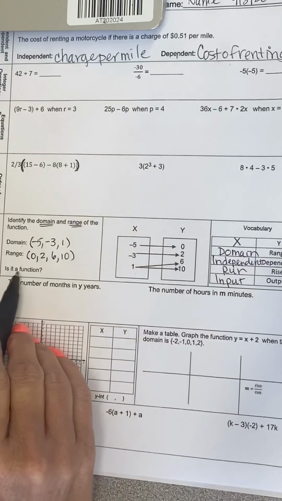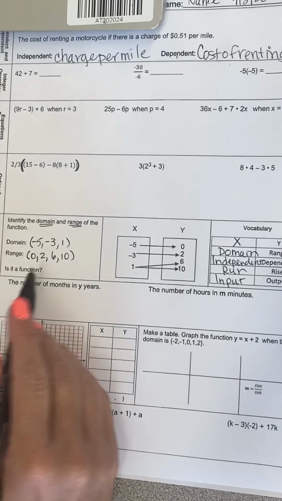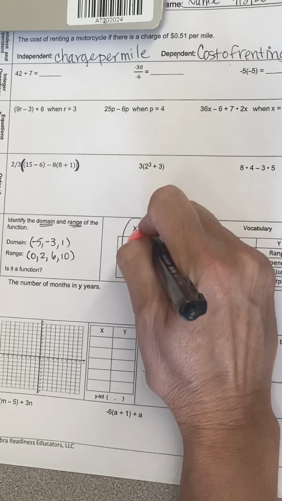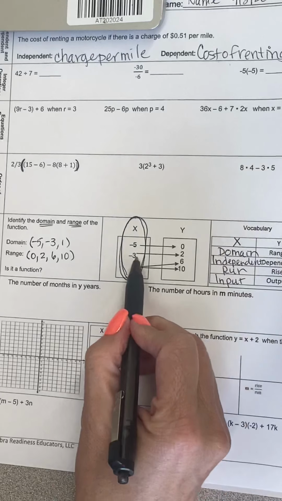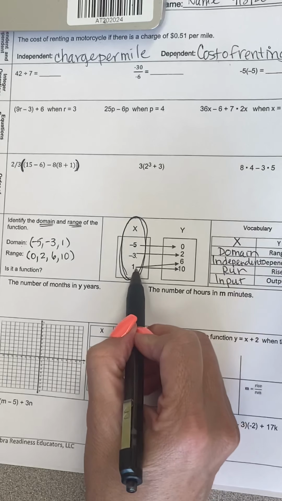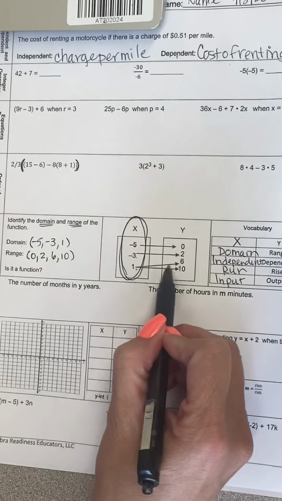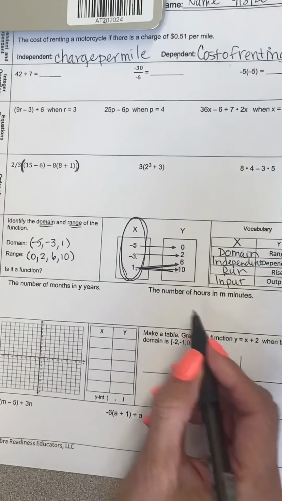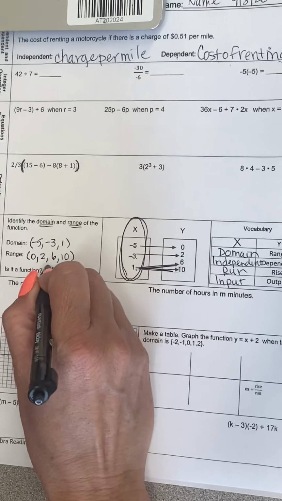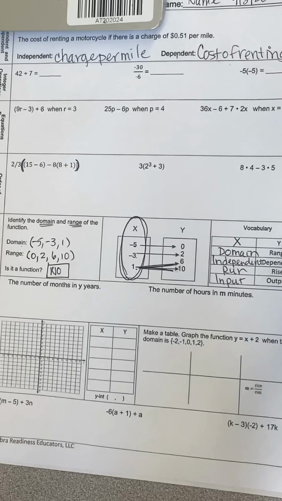Now, it asks you if it's a function. In order for it to be a function, every x has to be paired with exactly one y value. -5 is with 0, -3 is with 2, but -1 has two partners over here. And these two partners right here make this not a function. So no, it is not a function.